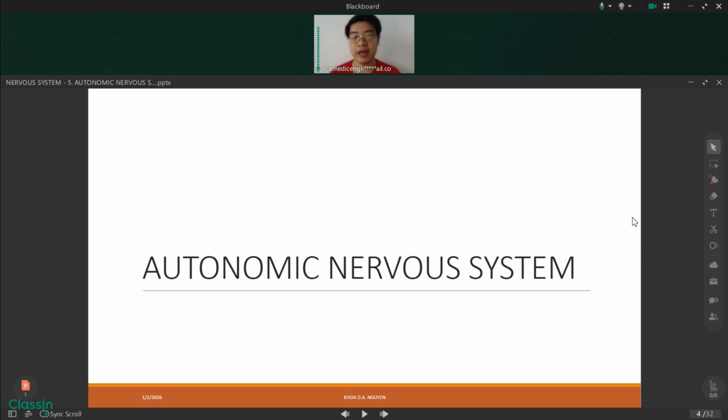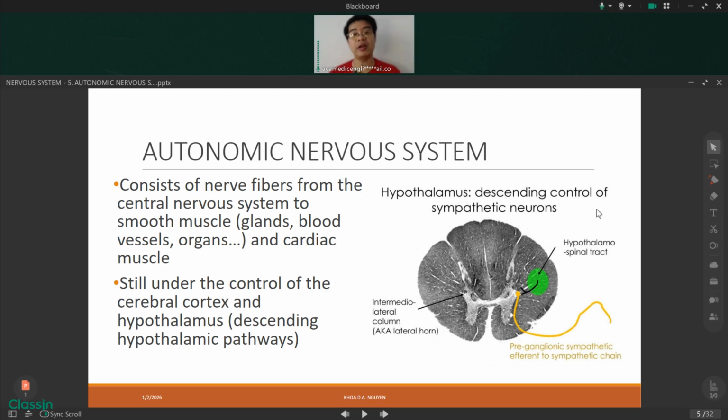Okay, so first content is that we are going to go into the autonomic nervous system. The autonomic nervous system will consist of axons or nerve fibers from the central nervous system to smooth muscles, like the glands, the blood vessels, the organs, and cardiac muscle. And one of the things that students usually don't get right is that they think that the autonomic nervous system is going to act independently of the central nervous system. That is not correct. The autonomic nervous system will also receive control from the central nervous system via a very important center within the diencephalon, aka the hypothalamus.